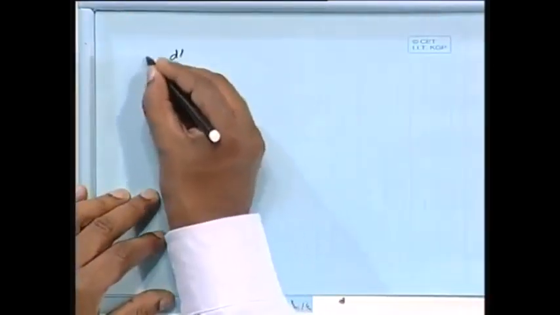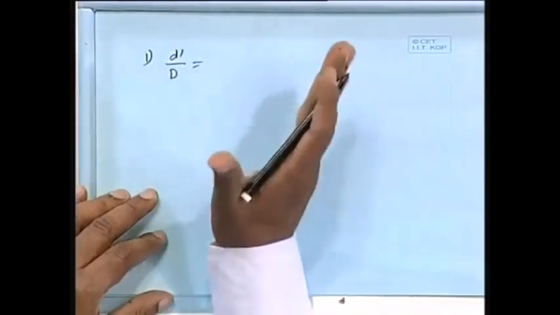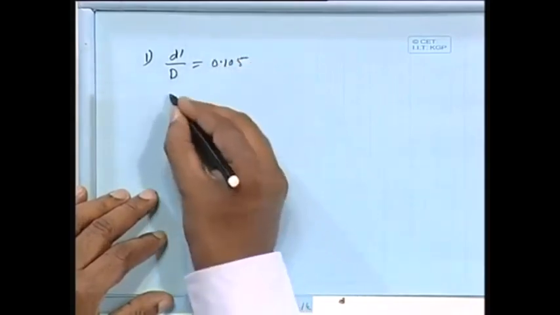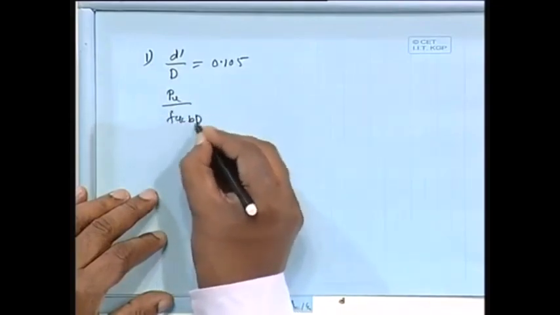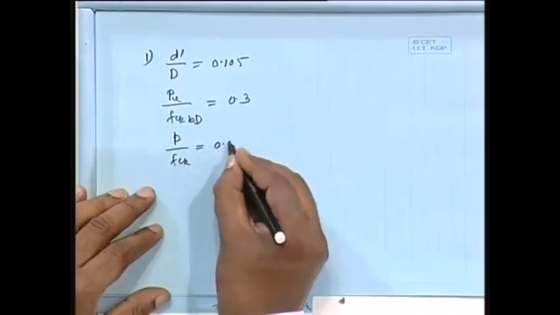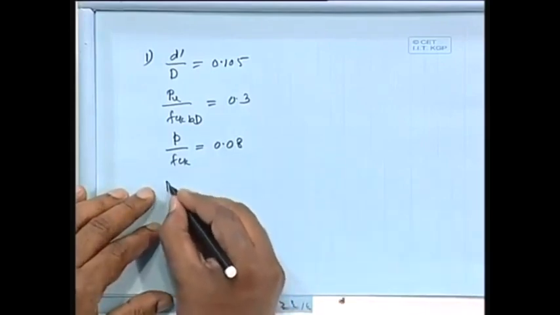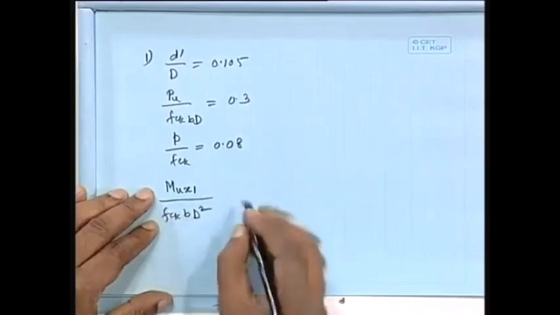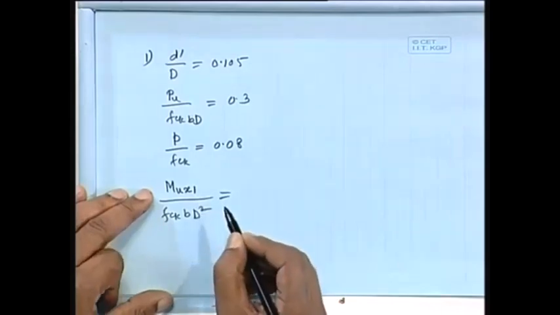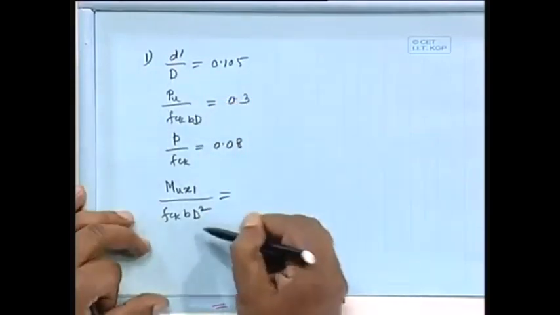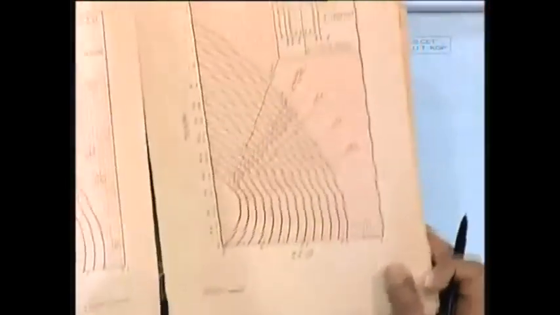So let us just summarize the whole thing. Case 1, D dash by D. We can talk about one about the major axis, another about the minor axis. In that case, I can say 0.105, PU by FCK BD equal to 0.3, P by FCK equal to 0.08. And so MUX1 divided by FCK BD square. How much will be MU? We are talking about the major axis, so about D we are talking. So MUX1 by FCK BD square we are talking, and X we can always take as the major axis.